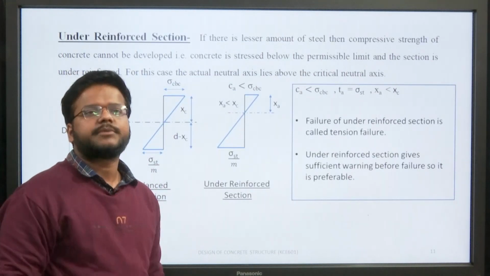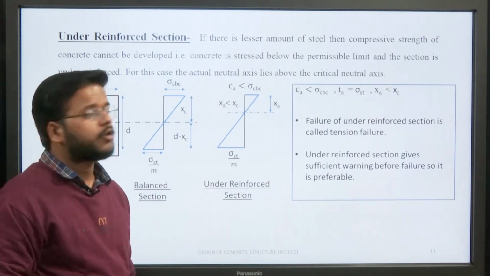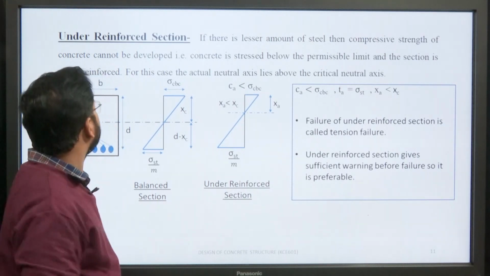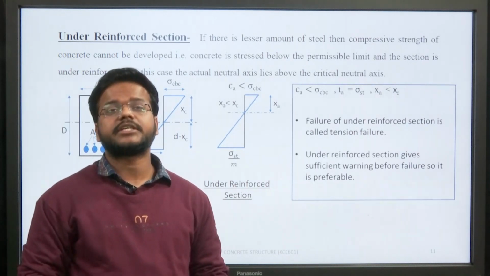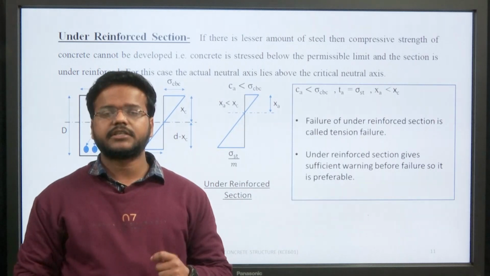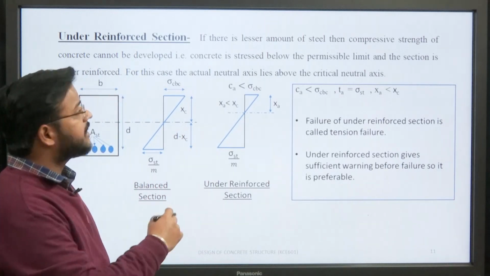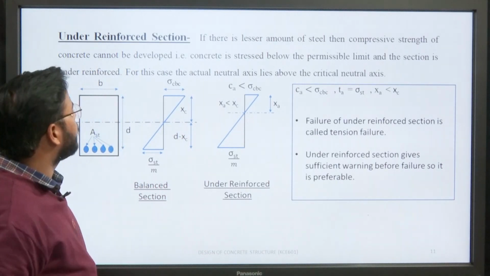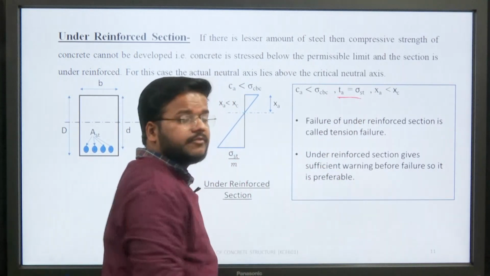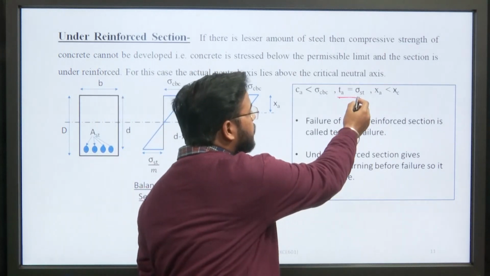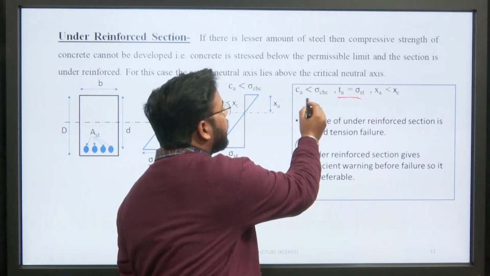Now, the next type of section is the under reinforced section. If you find that there is a lesser amount of steel relative to the compressive strength of concrete, that is, the maximum permissible stress in steel is generated first, before the maximum permissible stress is generated in concrete, then this type of section is called an under reinforced section. It means that the maximum stress generated in steel equals sigma st, but the maximum permissible stress is still not generated at the extreme fiber of concrete, equal to sigma cbc.